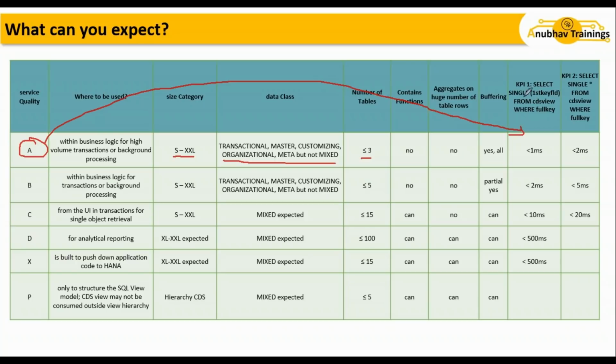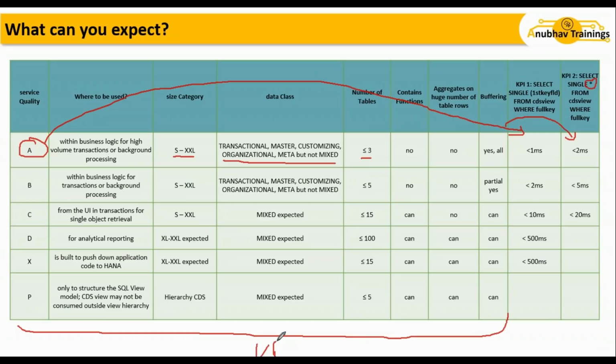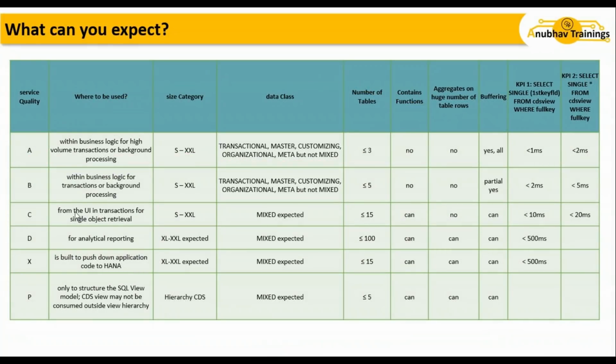For a query like select single from DB table, if you want to select all the columns, as you can see star, then you can expect up to less than 2 milliseconds. So this part here is your input. If you choose the input correctly, you can expect this as your output. This is your service quality KPI in terms of time, how much time you will typically get the response. Now based on this table, you can download my PPT from the description and check which category, which class and which data class you will mark for your table.